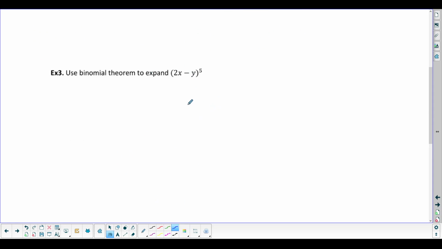Okay, so a few things different in this one. One, we have two things in our term. We have 2x, but that's fine. Still say let a equal 2x then. And here we have a minus instead of a plus. That's fine, because minus y is the same as saying plus negative y. So we're just going to let b be negative y.